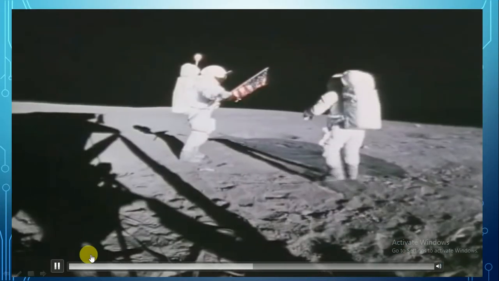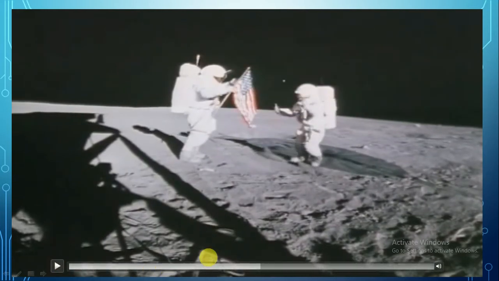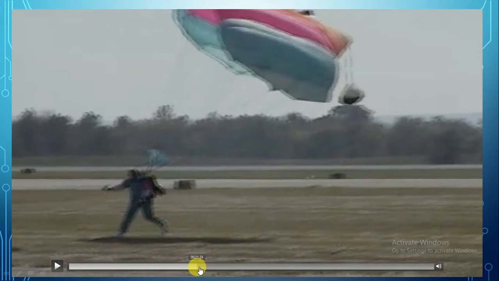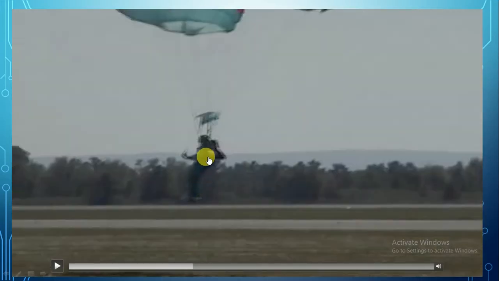Okay guys, let's go back to this point again. What makes this man go down to the earth or the land? Do you know? Gravity. Good job. So gravity is a non-contact force that pulls things or objects toward earth.